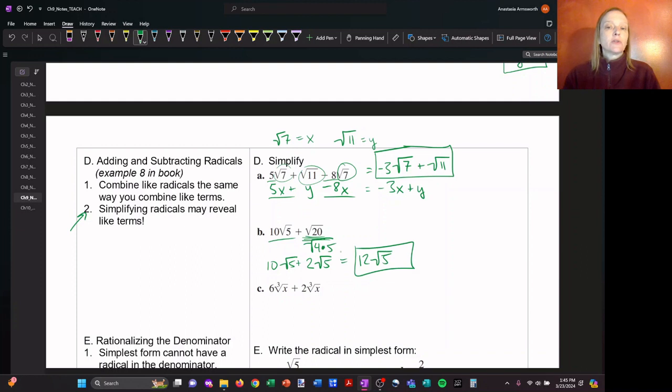We've been focused on square roots so far, but you can do the same thing with cube roots. If we've got 6 times the cube root of x plus 2 times the cube root of x, you just, again, do 6 plus 2 is 8, and we still keep the same last name times the cubed root of x.